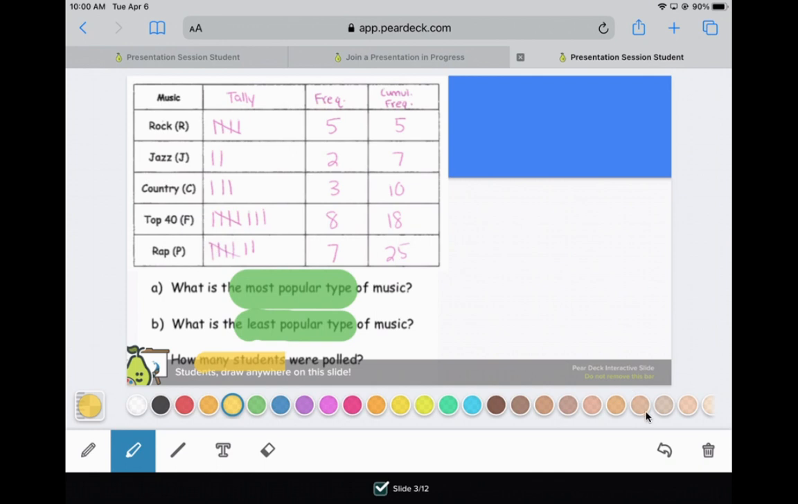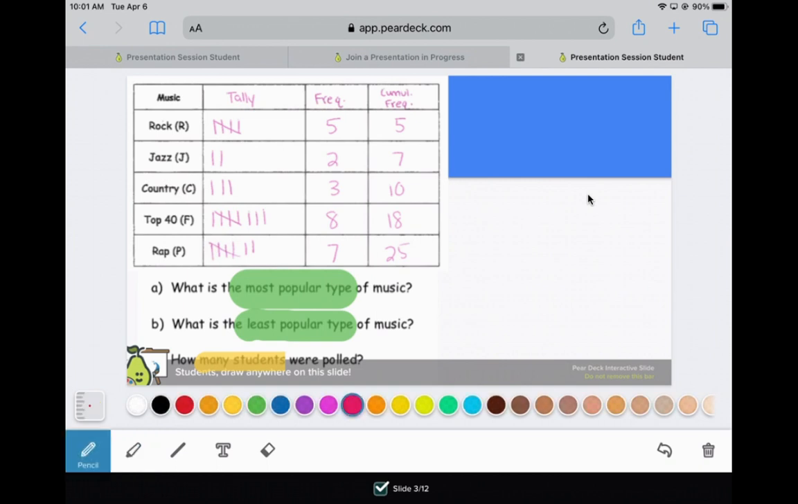Anyone else need the link? I can share the link with you again. Let me know. So when it's asking for the most popular type of music, can you guys tell me which column makes sense for you to look at, the frequency or the cumulative frequency?